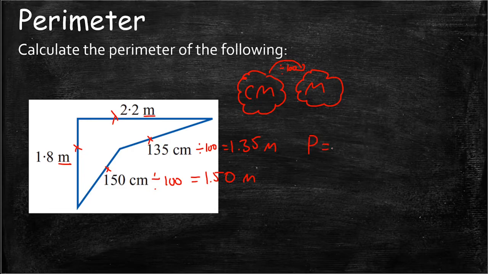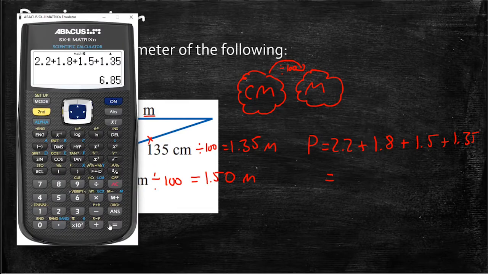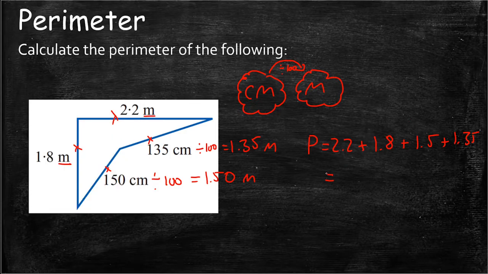So the perimeter is going to be 2.2 plus 1.8 plus 1.5 plus 1.35. Those are all the sides added together. And that gives me 6.85. 6.85, and the units that we're going to use are meters.